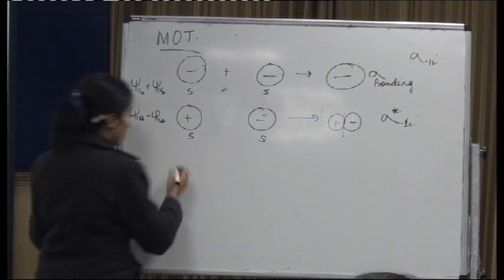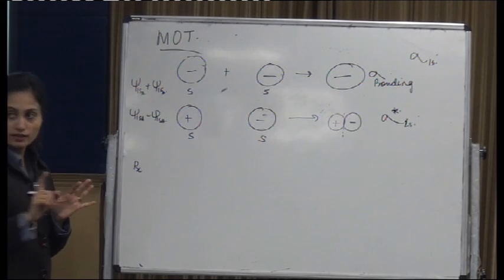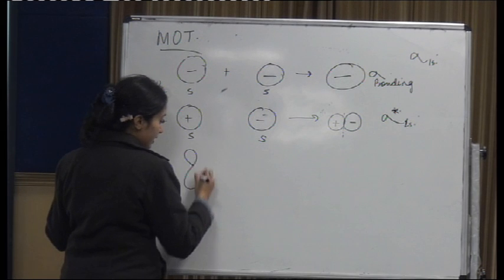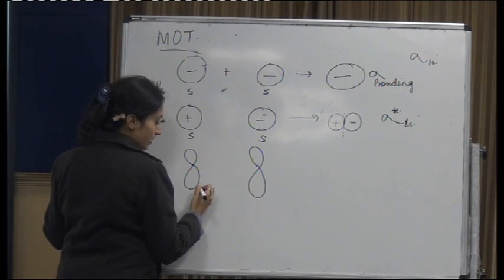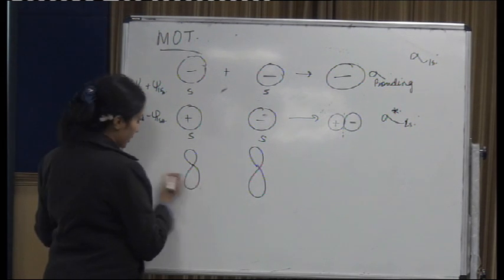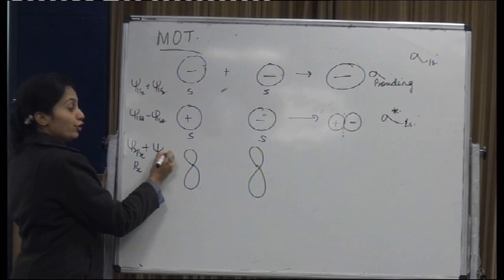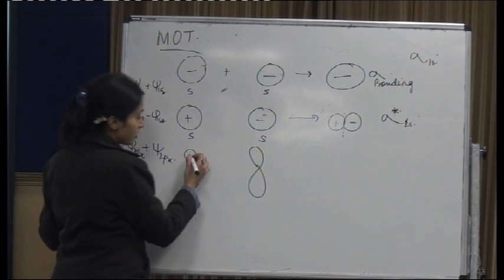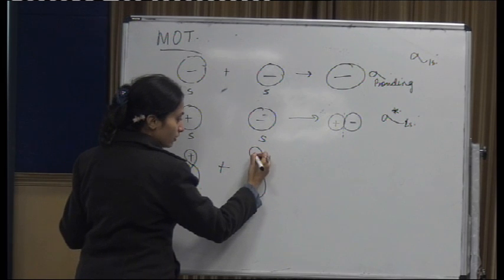So now, let me talk about x. Let z be the internuclear axis. ठीक है? तो px will be like this, and py will be like this. Say 2px मान लो. So then in that case, if I am talking about psi of 2px plus psi of 2px, then it will be what? Plus minus. ठीक है? Plus of plus minus.